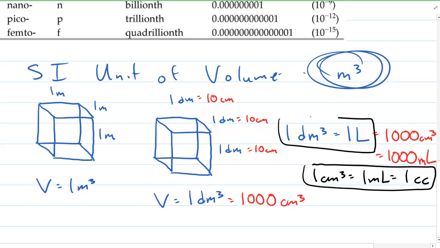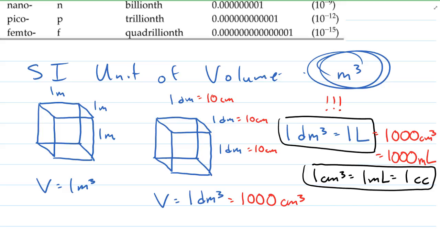So what I am boxing right here are the conversions you need to memorize. The ones I've boxed are what you need to memorize. You need to memorize that a cubic decimeter is the same as 1 liter, or that a cubic centimeter is the same as 1 milliliter. So those are conversions that we will typically wind up using.